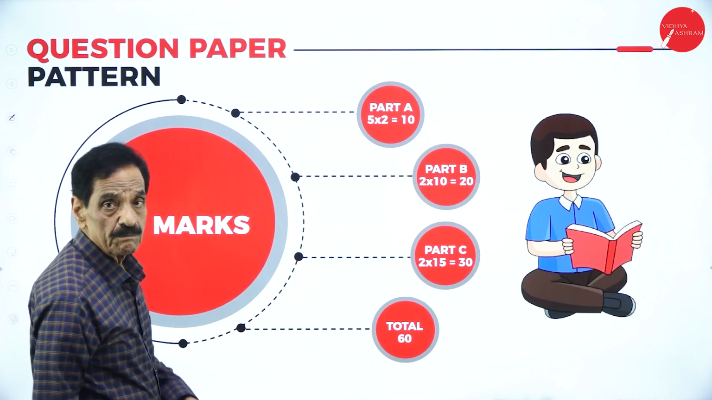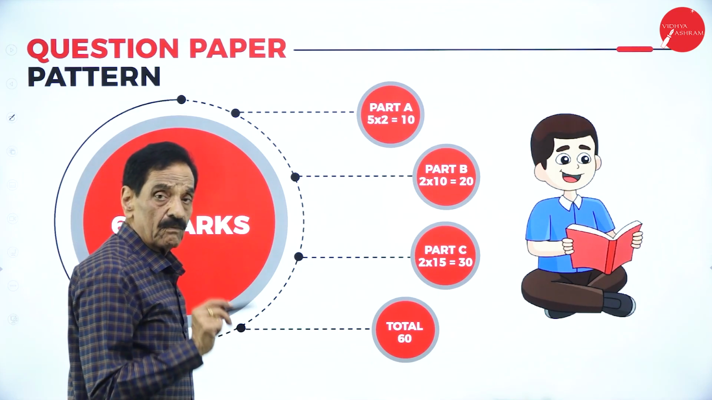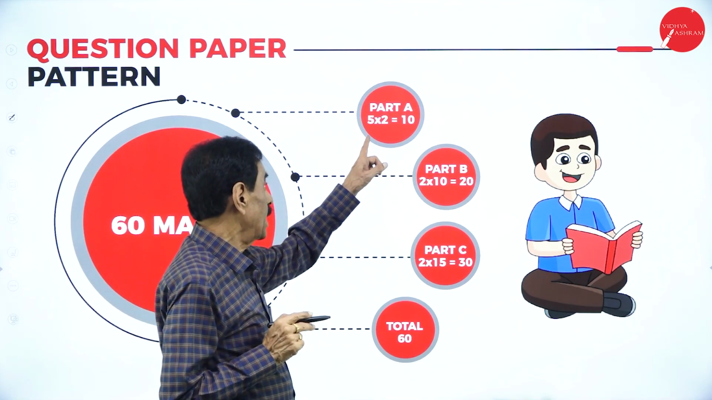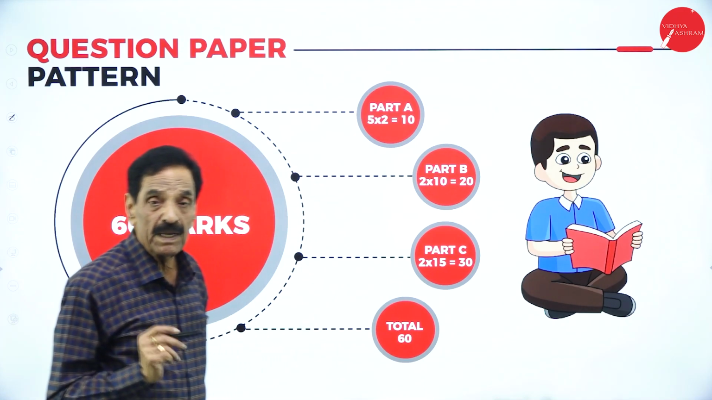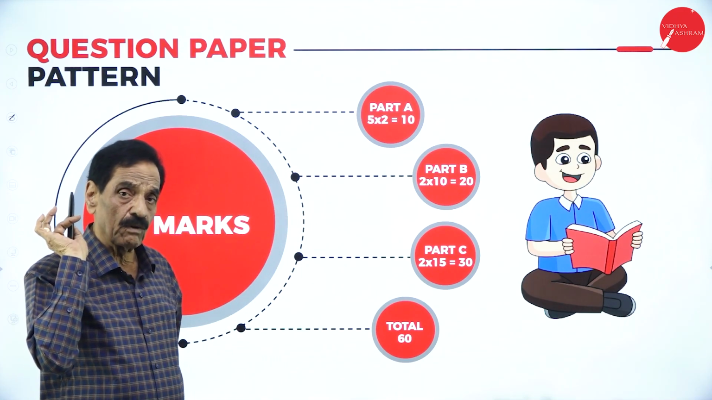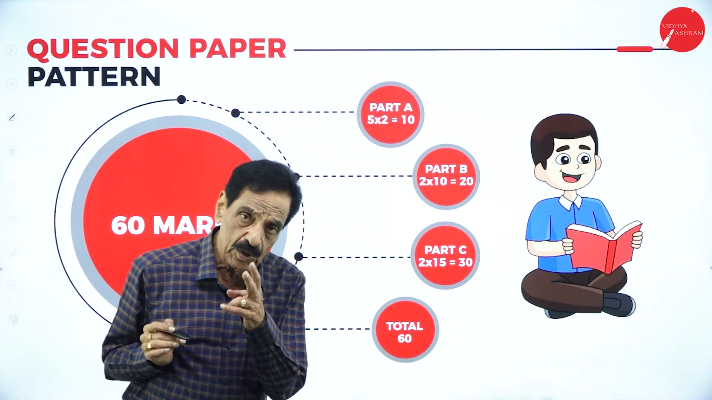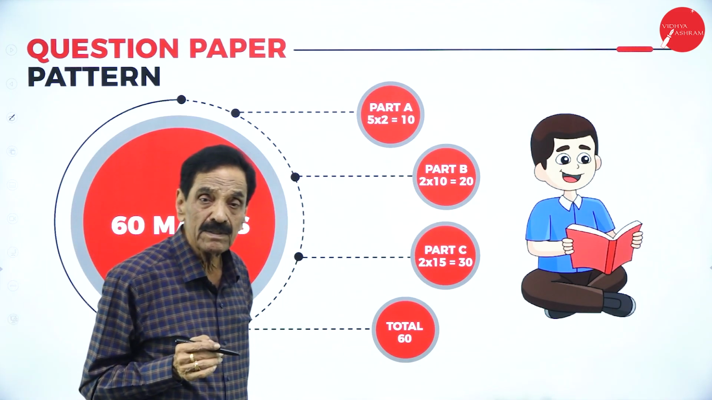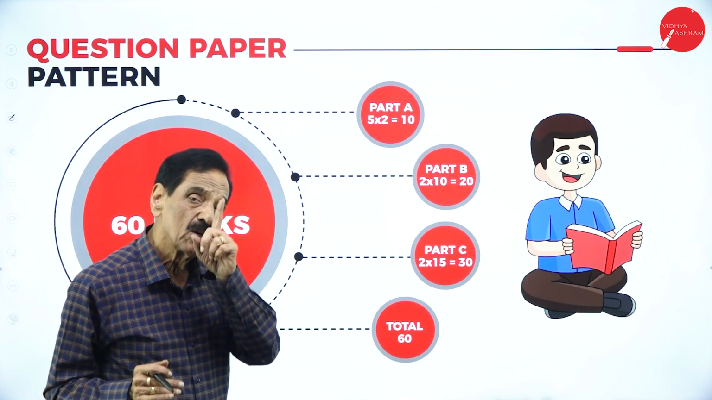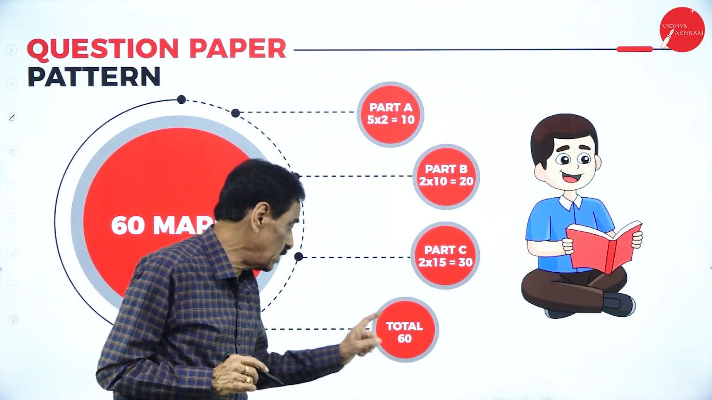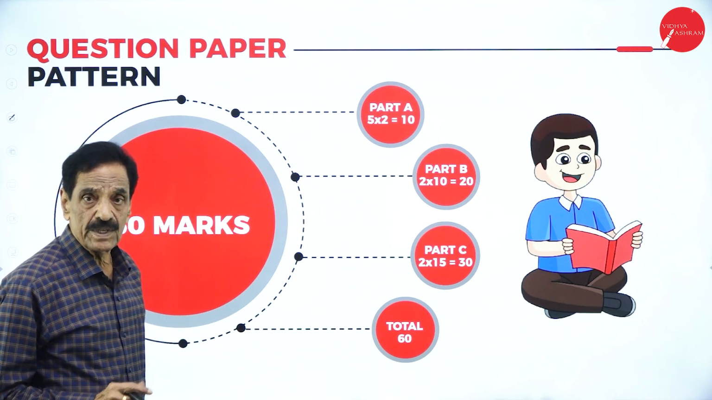The exam is for 60 marks. Part A, we ask 7 questions. You have to answer any 5, each carrying 2 marks. Then Section B, 10 marks. We ask 4 questions. You have to answer any 2, each carrying 10 marks. Section C, 15 marks, 4 questions will be asked. You have to answer any 2, 30 marks. Totally, you have to answer for 60 marks.